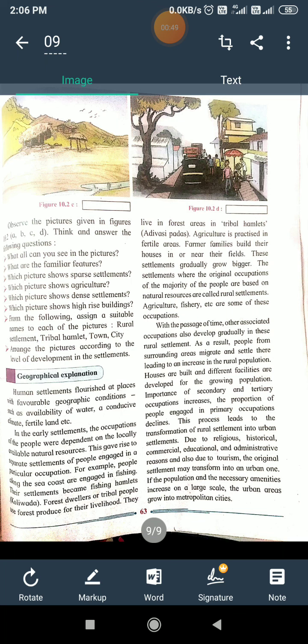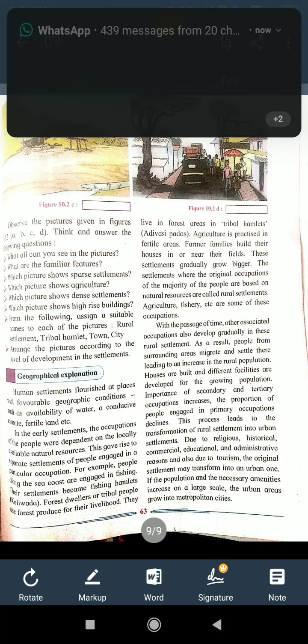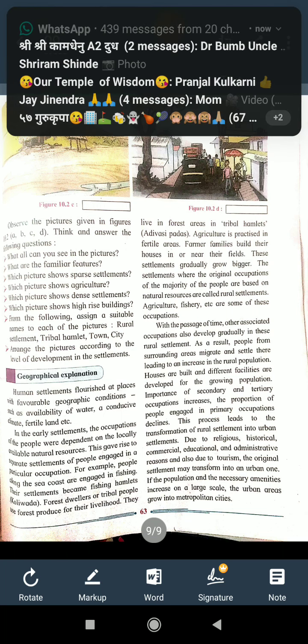Okay, so we are going to see the settlements of the human, not only of the latest time but also in the past, in the ancient time, how humans used to settle. So let us start now.